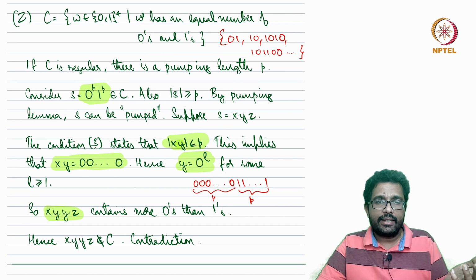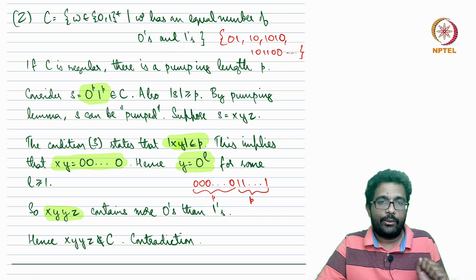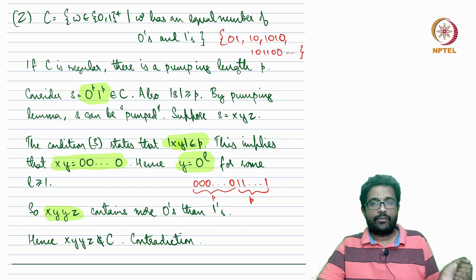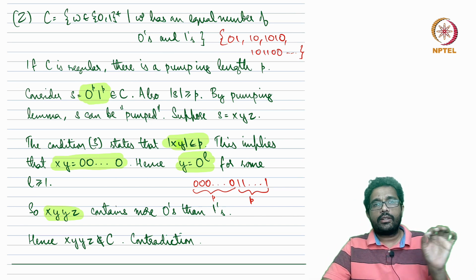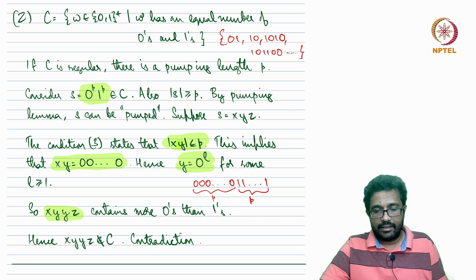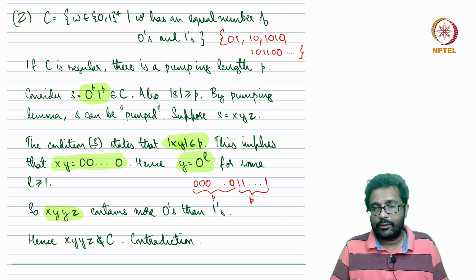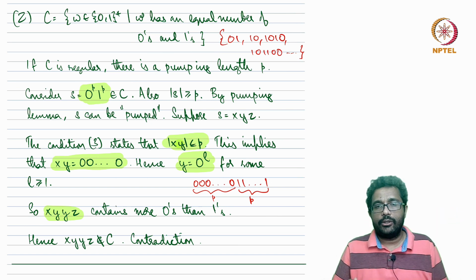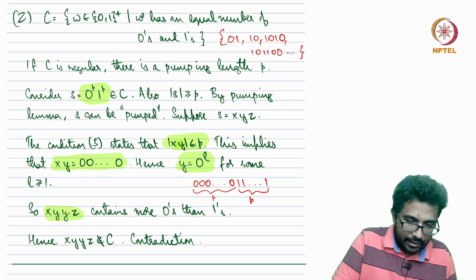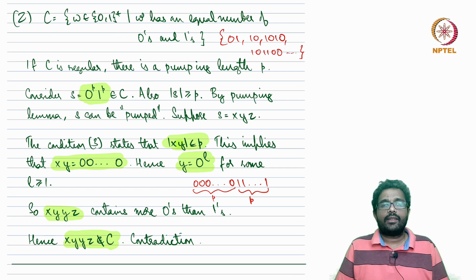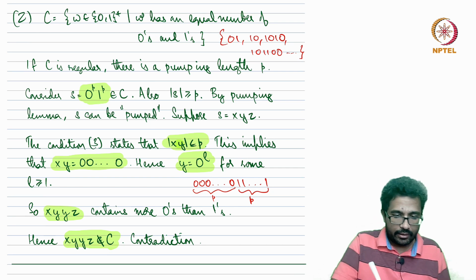So now x y y z, as per condition 1, should be in the language, but x y y z contains more zeros than ones, which is a string not in the language. So we picked one string and showed that it cannot be split. This is the only way to split it meeting these conditions, but then it fails condition 1 if we try to forcefully satisfy conditions 3 and 2. Hence this string is not in the language, which is a contradiction to the assumption that C was regular. Hence C is not regular.